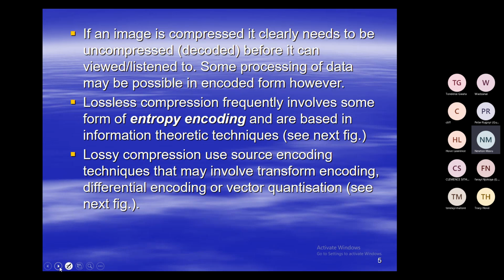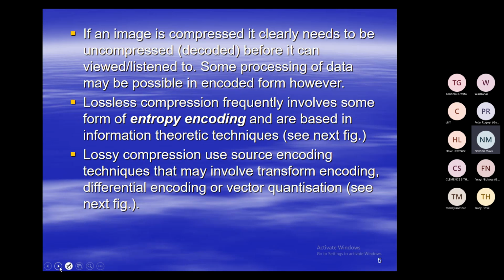So when we compress videos, audios and images, we lose some data. This is called lossy compression. But when we compress software files and text files, we don't lose any data. This is called lossless compression. Lossless compression frequently involves some entropy encoding and is based on information theory techniques.